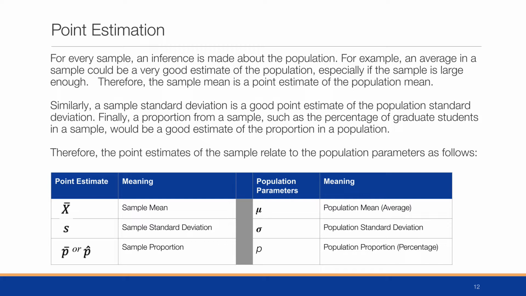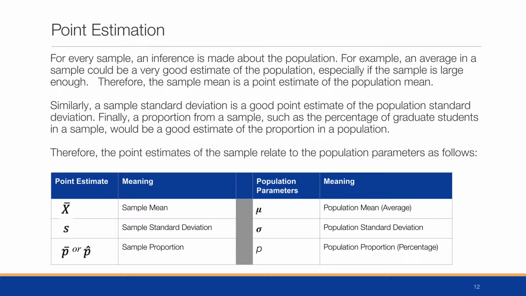Similarly, a sample standard deviation is a good point estimate of the population standard deviation. And a proportion from a sample, such as a percentage of graduate students in a sample, would also be a good estimate for a proportion in a population. For example, say you ask 100 students whether they like the food at the given cafeteria, and the answer is, let's say, 55%. That is probably going to be a very good estimator of everybody in that university who has an opinion about that cafeteria.